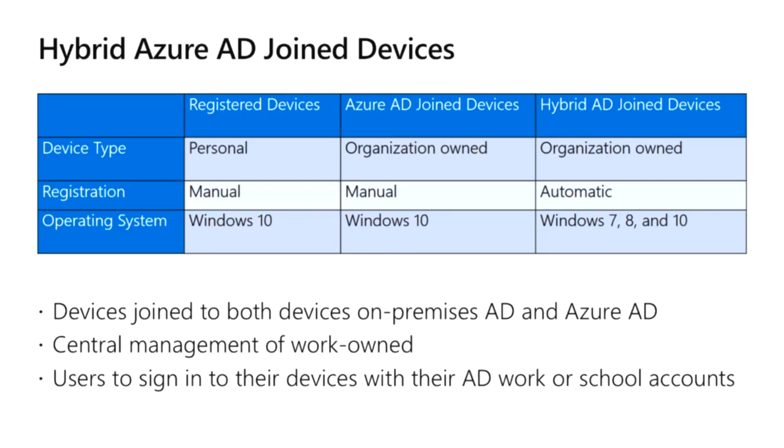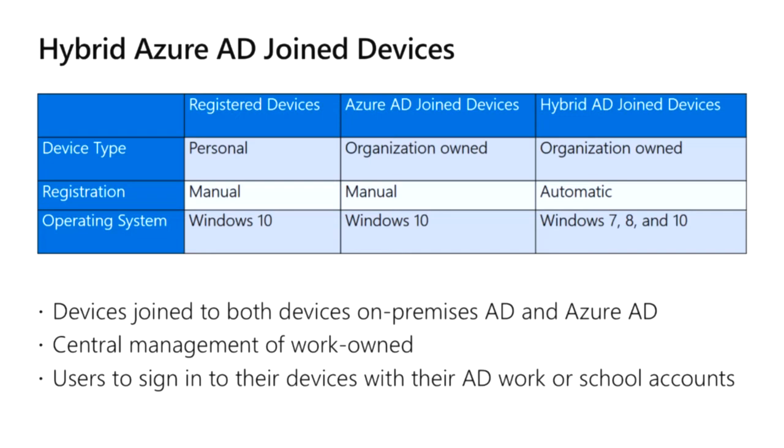Now, in this table in the slide, you will see a comparison of registered, AD joined, and hybrid AD joined devices. As some notes here, if the device type is personal, it would be a registered device, and this registration would be manual, and the operating system supported is Windows 10.